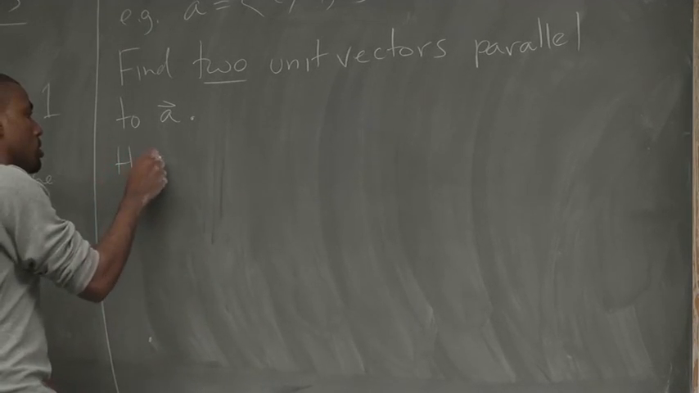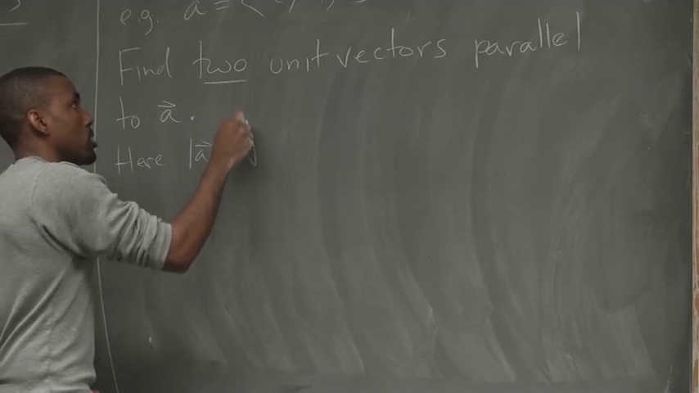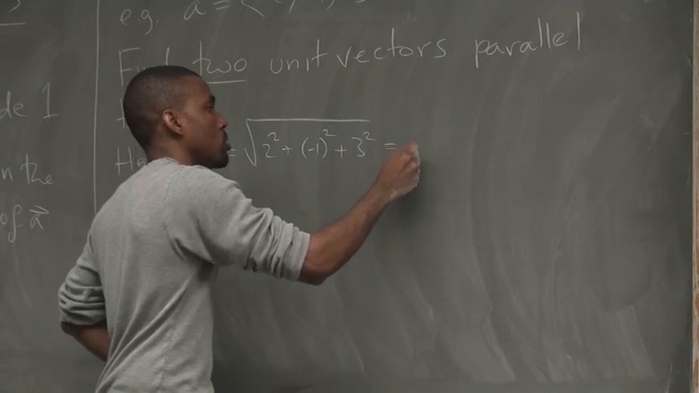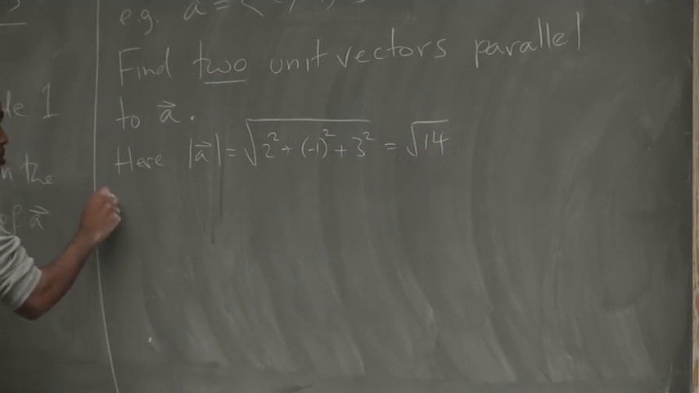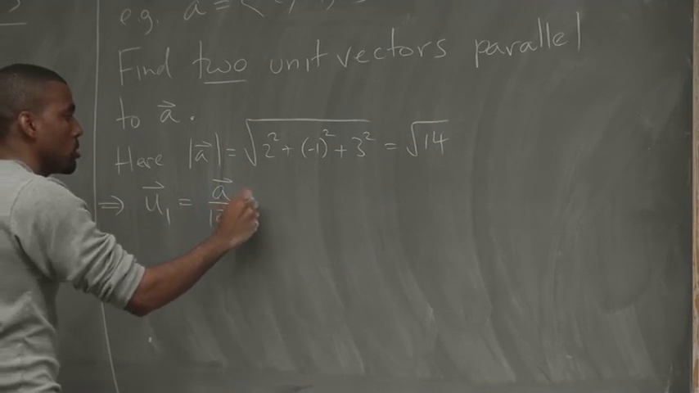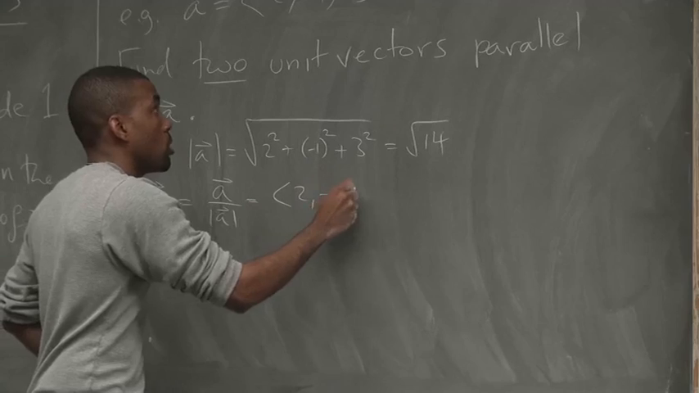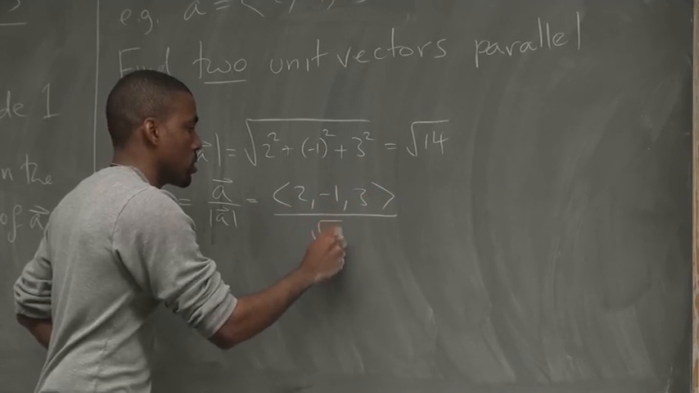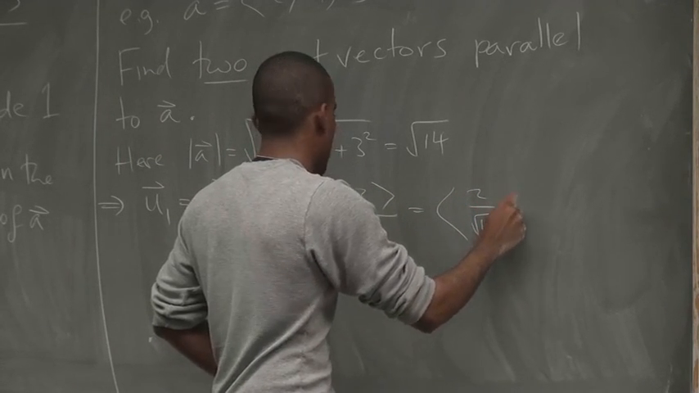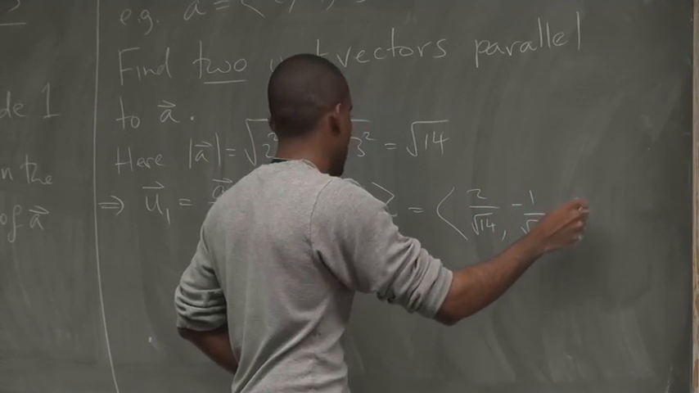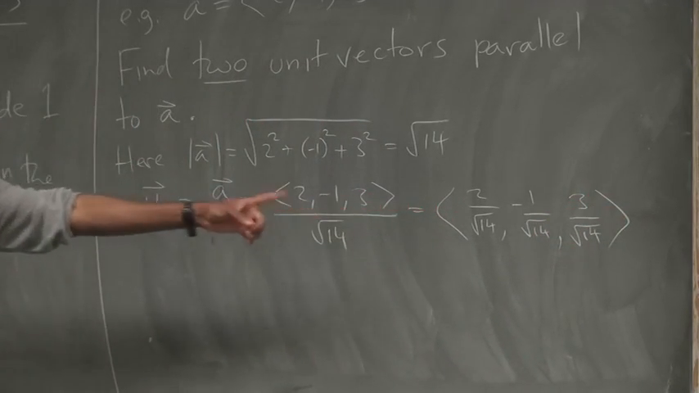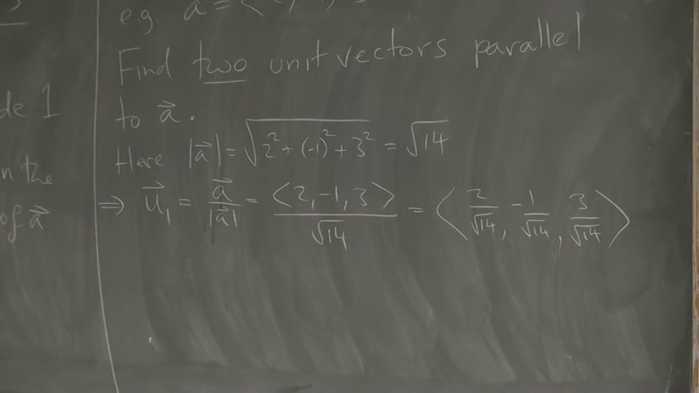Here, the magnitude of A is just going to be the square root of 2 squared plus minus 1 squared plus 3 squared, which equals radical 14. This implies one unit vector is just going to be A divided by its magnitude, which is vector 2, minus 1, 3, divided by radical 14, which I can write as 2 over radical 14, minus 1 over radical 14, 3 over radical 14. And you can check that if you find the magnitude of that with the same formula, you'd get 1 as the answer.